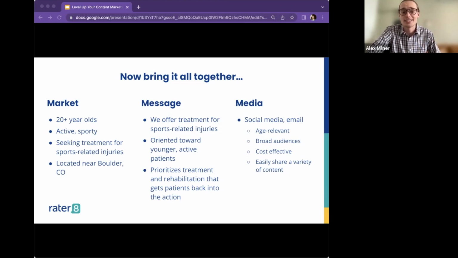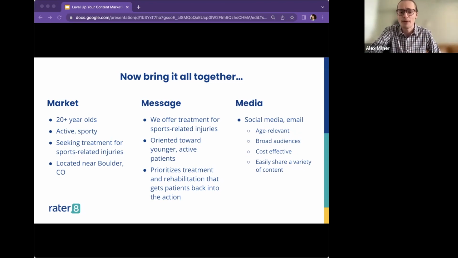Now, importantly, to connect with our audience and push that message forward, we're primarily going to use social media and email marketing campaigns. We chose these two because, for one, they're both extremely age relevant. Just about every 20-year-old and up is on some kind of platform or has an email. And they let us connect with a broad range of audiences, which we have. 20 and up is the majority of the population.